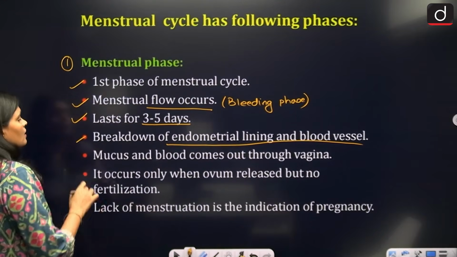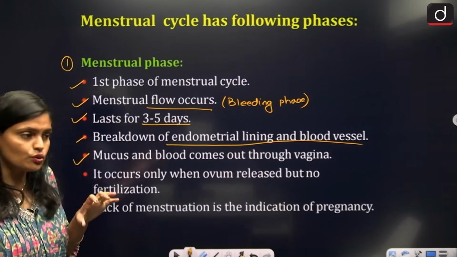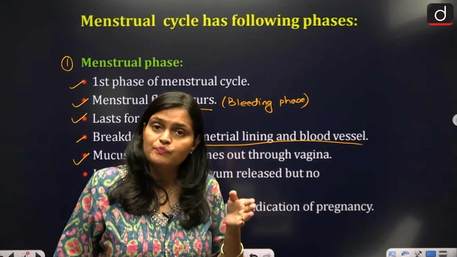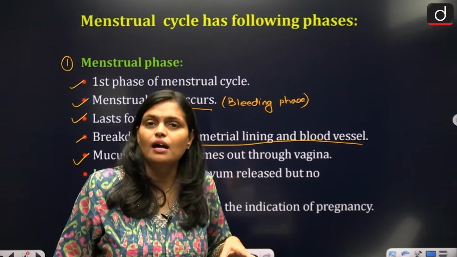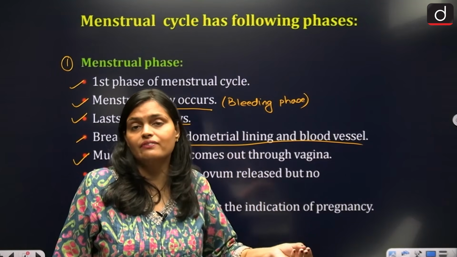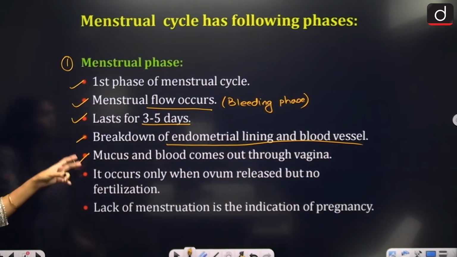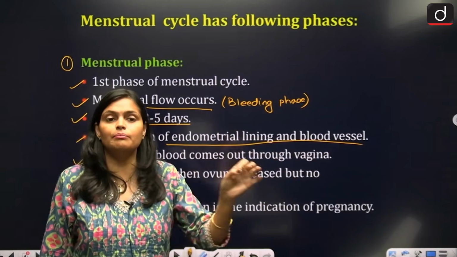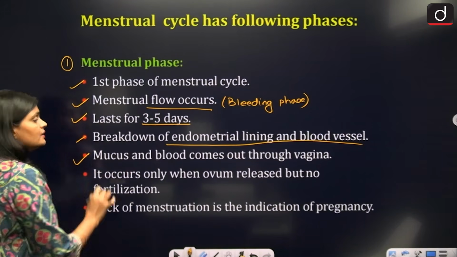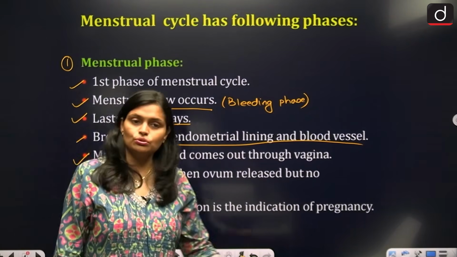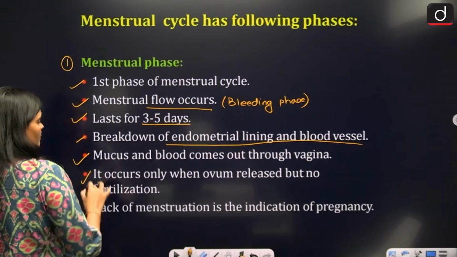Mucus and blood come out through the vagina. So basically, during the first 5 days, the endometrium, which is the inner wall of the uterus, starts breaking up, and then it comes outside in the form of blood. So the breakdown of the endometrium lining and the blood vessels takes place during the first phase, and with the help of the vagina, the mucus and blood come out.